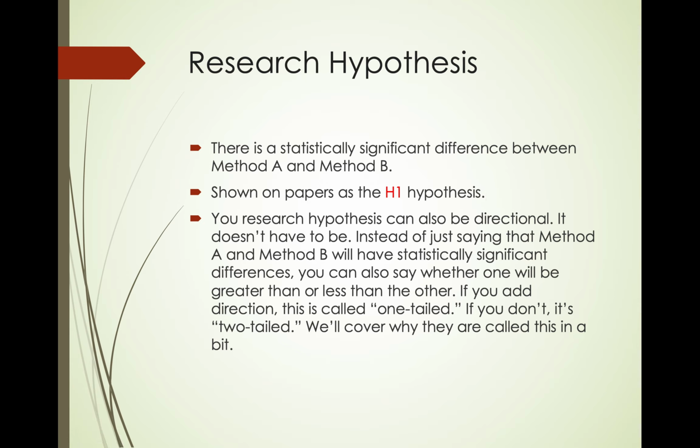So your research hypothesis can also be directional. It doesn't have to be. So instead of just saying that method A and method B will have statistically significant differences, you can also say whether one will be greater than or less than the other. So if you add direction to your hypothesis, this is called a one-tailed hypothesis. If you don't, it's called a two-tailed hypothesis. And we'll cover why it's called that here in a bit.